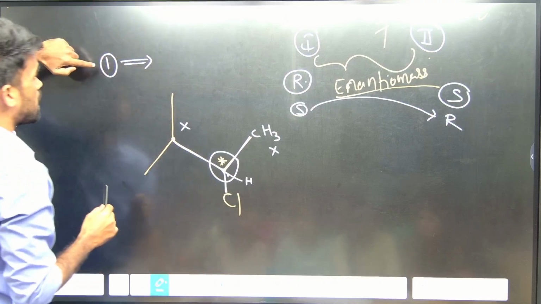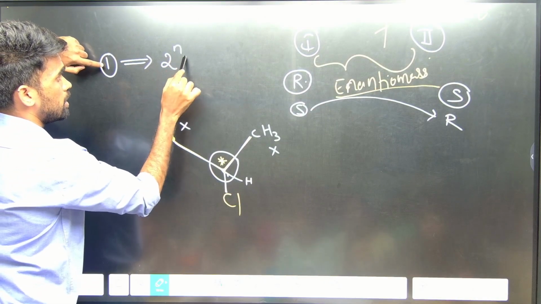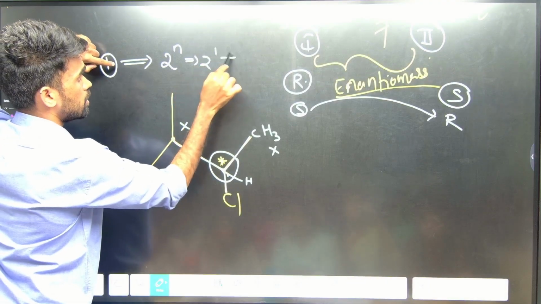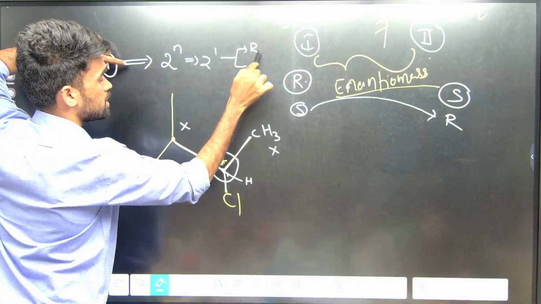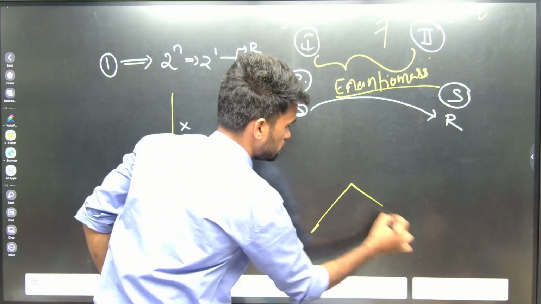Yeah. So with one chiral center, how many stereoisomers are possible? Like 2 power n, 2 power 1. One is R, another one is S. You got what I am saying here again? Yeah. So now tell me for this.